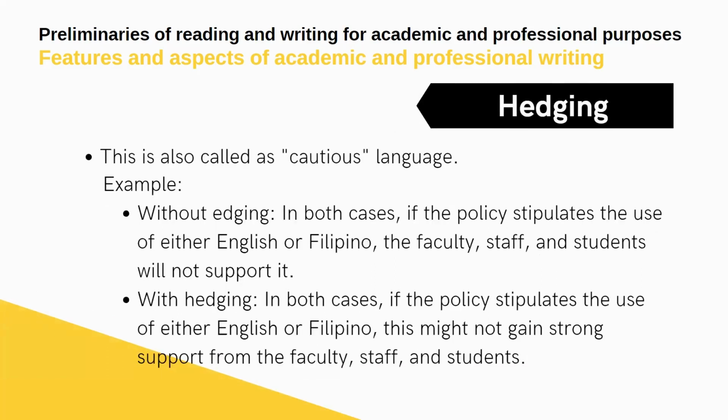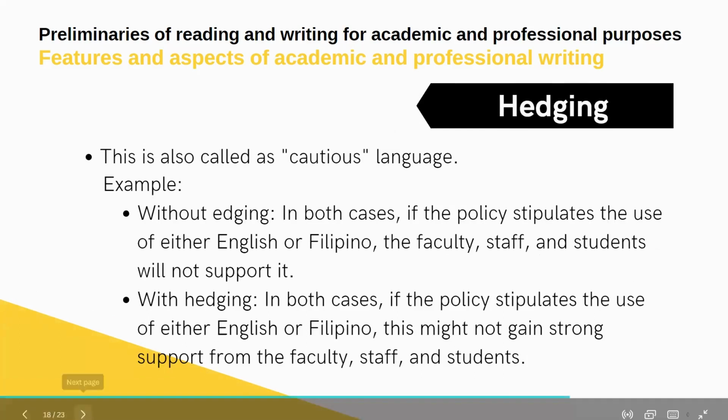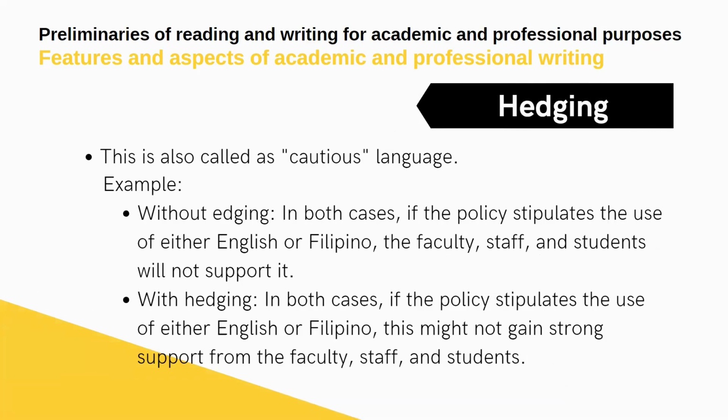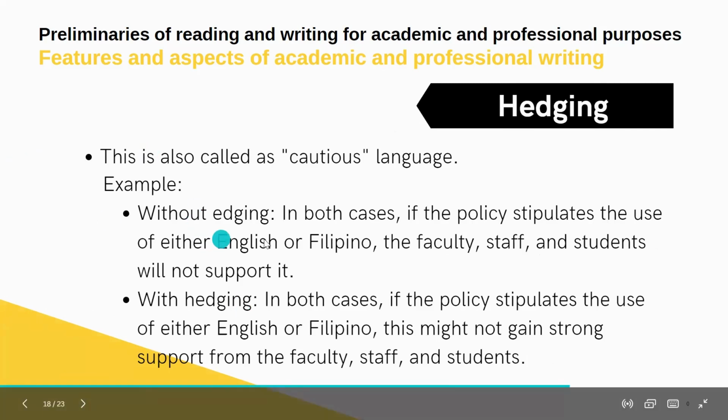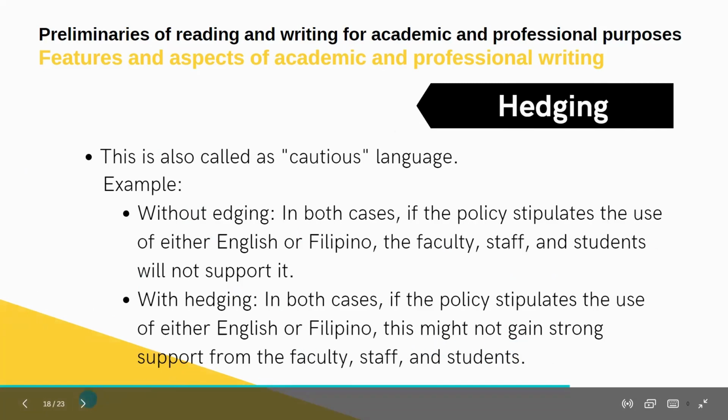Hedging is also known as the cautious language because it shows tentativeness and possibilities. Writers may use hedging for different reasons. They could use it when they want to express a perspective that is not yet acclaimed by the community, when they want to present exemptions on the results, when they want to open up possibilities for discussion, or when they want to appear modest. See the difference between the sentences without hedging and with hedging.